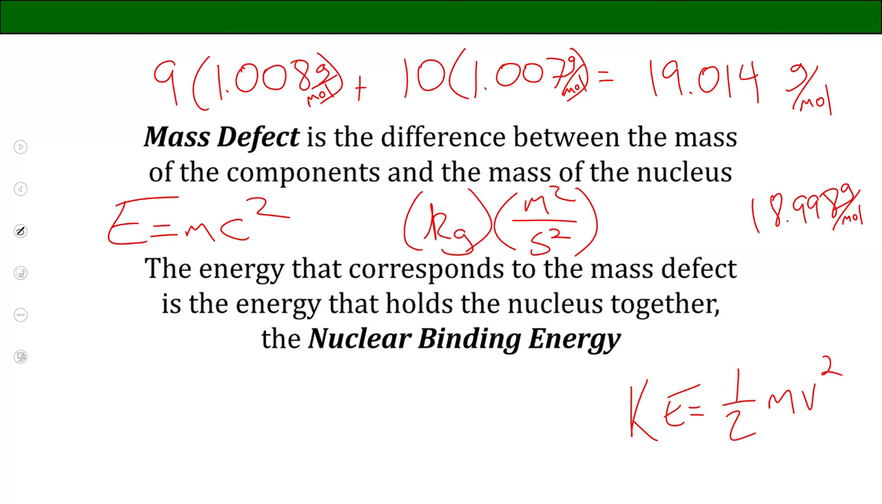And the speed of light is a really big number, right? Even if our mass defect is pretty small, what are we going to get for a number here? What's our mass defect? Give me 19.014 minus 18.998. 0.016. That's in grams, right? So 1.6 times 10 to the minus 5 kilograms.